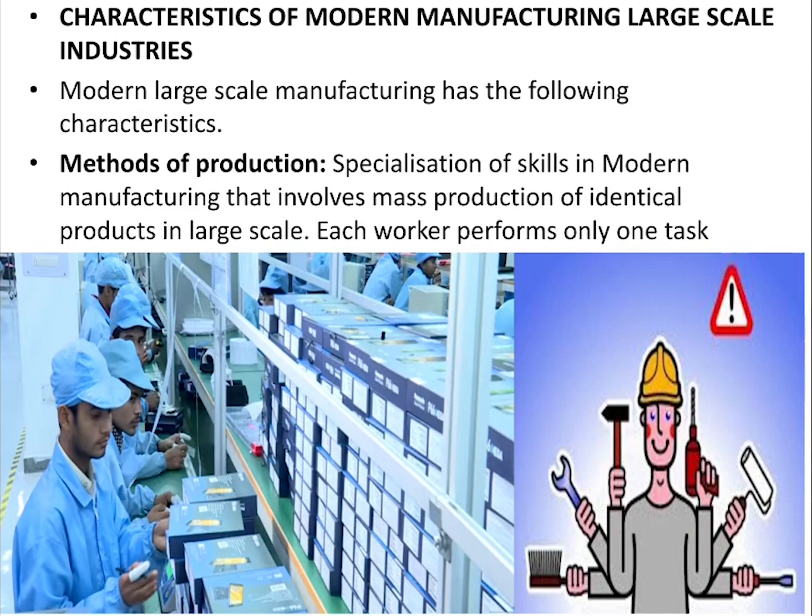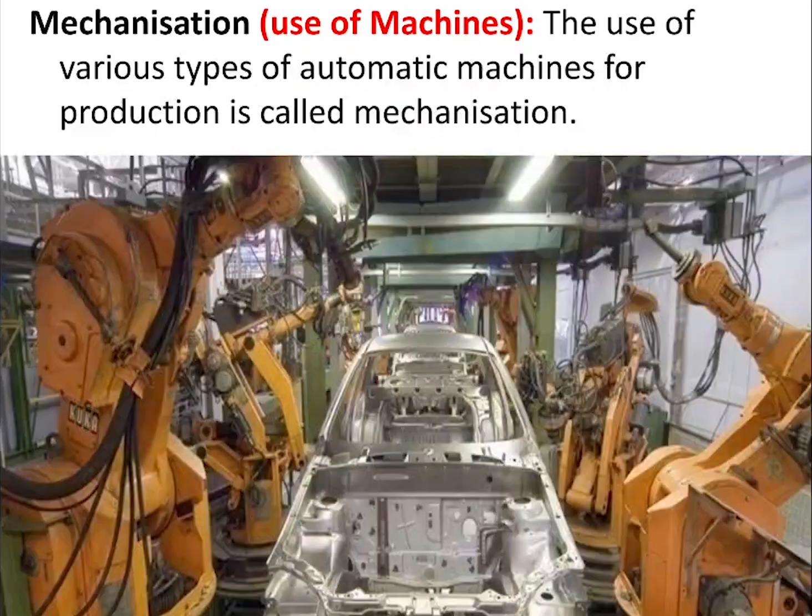Next, mechanization, in the bracket, means use of machines. In modern manufacturing industries, they are using various types of automatic machines in order to produce goods in a large number. That means most of the industrial activities are done with machines. That is called mechanization. That is the second characteristic of modern large scale manufacturing industries.